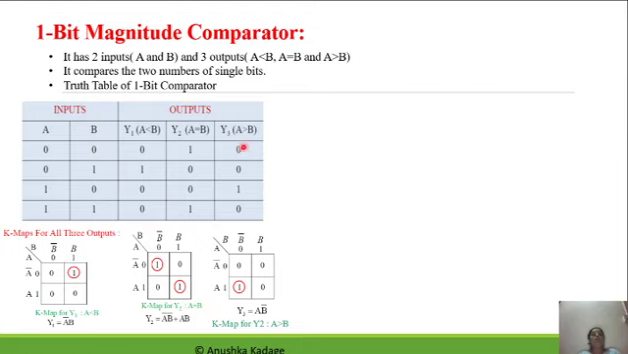Then the third column, the output related to A greater than B, is presented in the K-map form of two variables, where we can see the output is 1 only if the A value is 1 and the B value is 0. The corresponding entry is made here. Based on that, the simplified output for this K-map is A B bar.